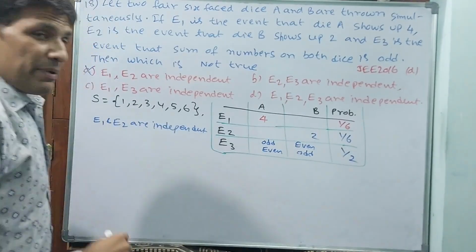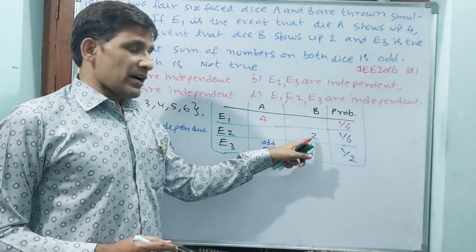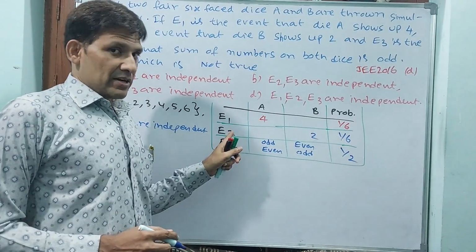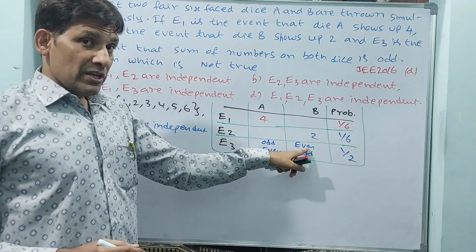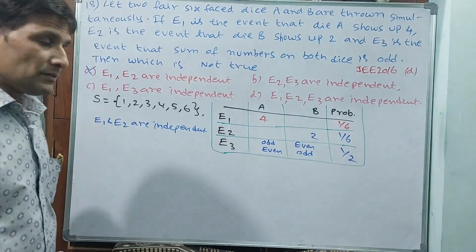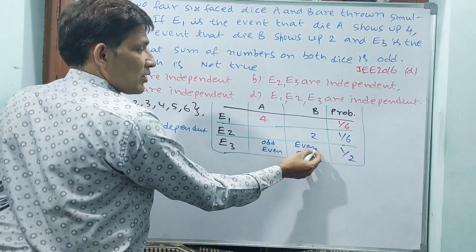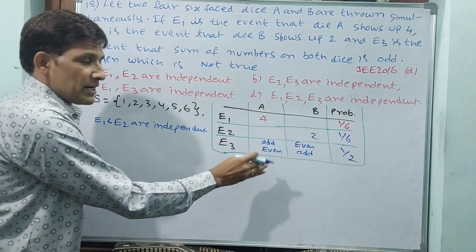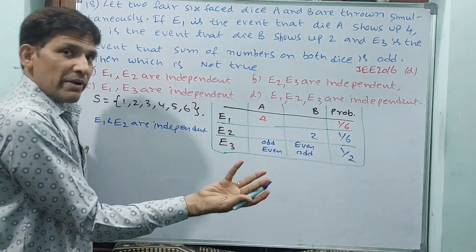E2 and E3 are independent. Come here, E2 and E3. See here, E2 and E3 independent means E2 has already occurred. 2 has come. Unless 2 comes, the event will not occur. 2 has come means here even has come. Then what do you need for the sum to come odd? Odd, if it comes, then only this is going to become odd. That means if here even comes, then here odd should come. But what are the possibilities here? Here even or odd will come, but odd coming means 1 by 2.